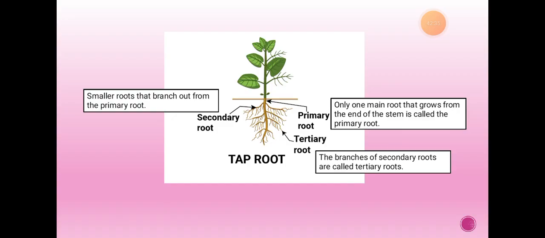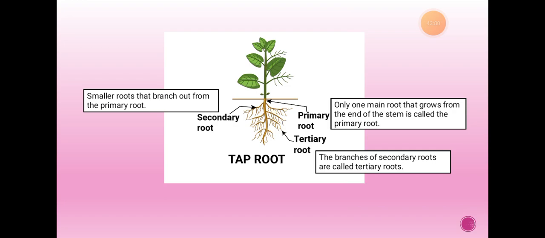The very first part of this tap root is the primary roots, which grow right under the stem. It means they grow very near to the stem. So now you should know these are the primary roots. I hope you can see in the image that the primary roots grow right under the stem, and that that's visible to you.